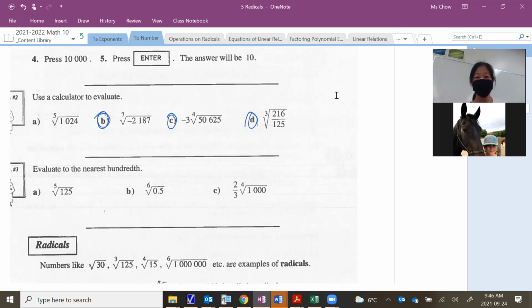Okay, so what did we get for the seventh root of -2,187? -3. Okay, did you guys get this? You can enter it in just like this. If you wanted to, you could put in -3 times, but you don't have to put the times button if you don't want to. You can actually type it into your calculator just as is.